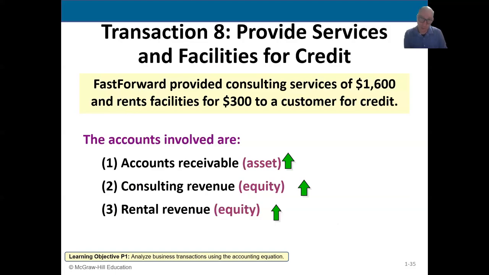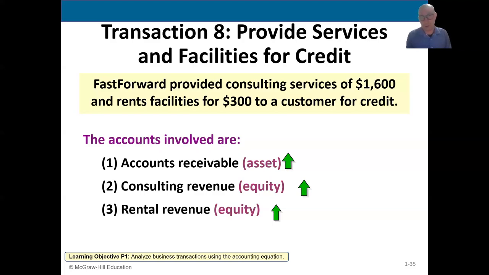Eighth transaction. We provided additional consulting services to a customer, $1,600. We also are in the business of renting facilities and equipment to our customers. So we rented some facilities to a customer for $300. So two different types of revenue here. We have consulting revenue and facilities revenue, also known as rental revenue.